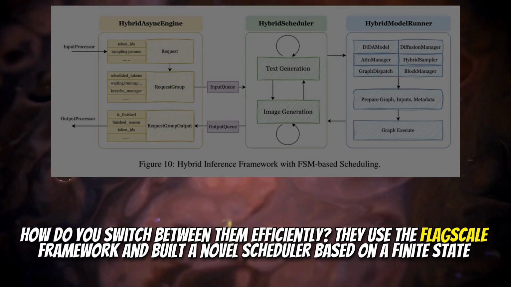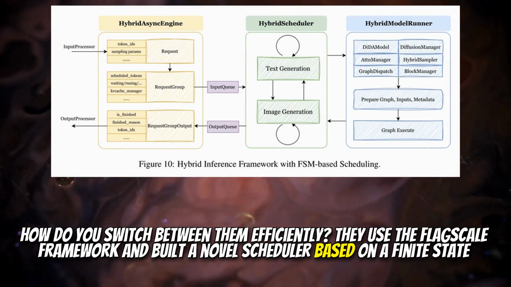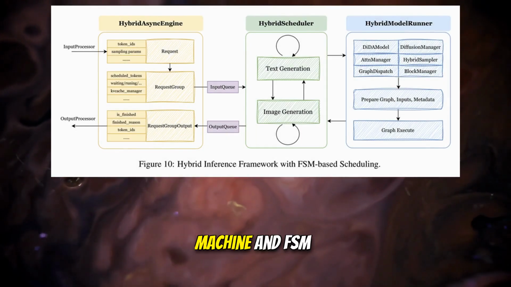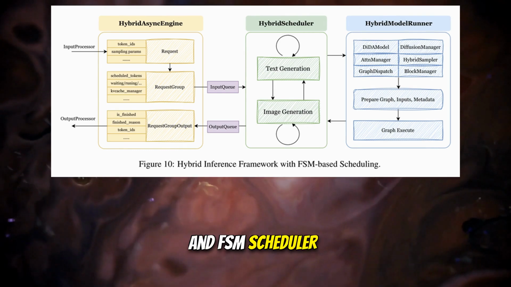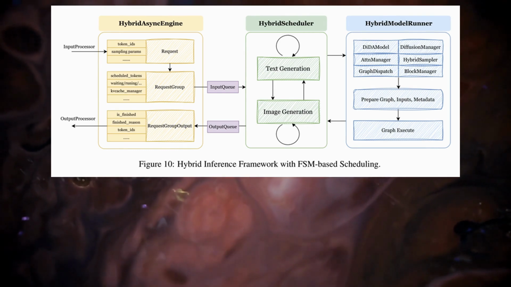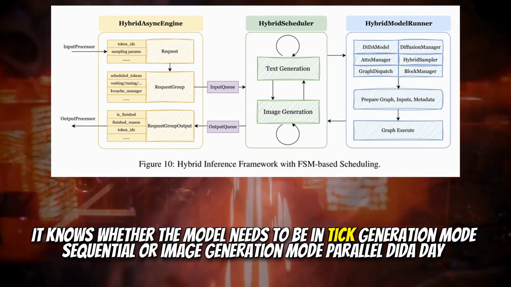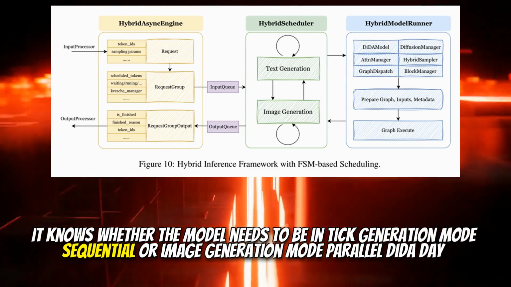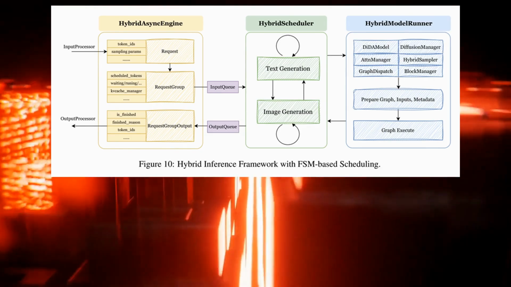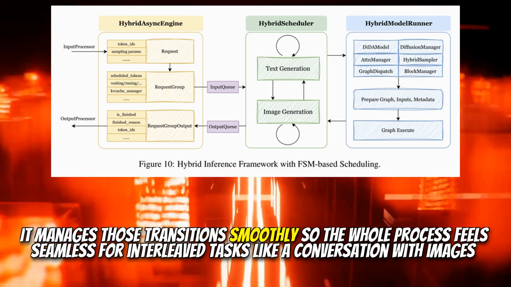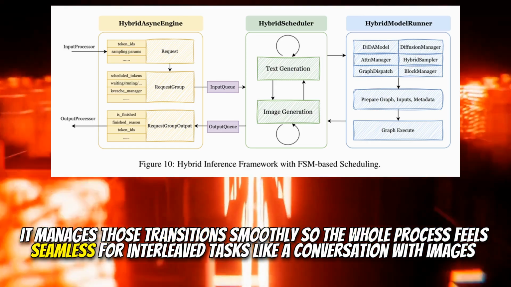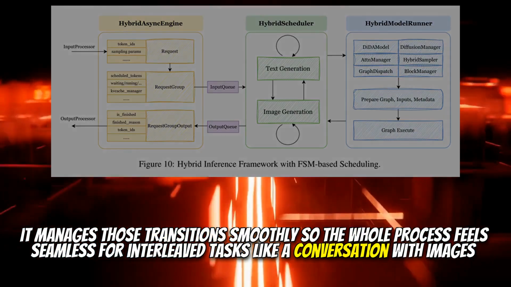They used the FlagScale framework and built a novel scheduler based on a finite state machine, an FSM. An FSM scheduler. Think of it like an air traffic controller. It knows whether the model needs to be in text generation mode, sequential, or image generation mode, parallel DiDA. It manages those transitions smoothly so the whole process feels seamless for interleaved tasks, like a conversation with images.